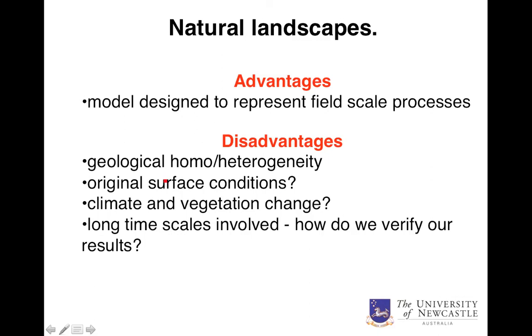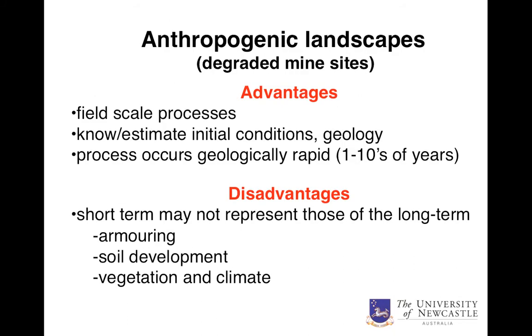Now, some people think that this is not important, and I would disagree with Greg in this case. My research is suggesting the initial conditions are important. We're not really sure about how climate and vegetation changed in the past, so we have to make some assumptions about what happened. And because of the long time scales involved, how do we go about verifying our results, because we don't have the data, right? We're not going to be around long enough to measure what's happening in 1,000 years' time.